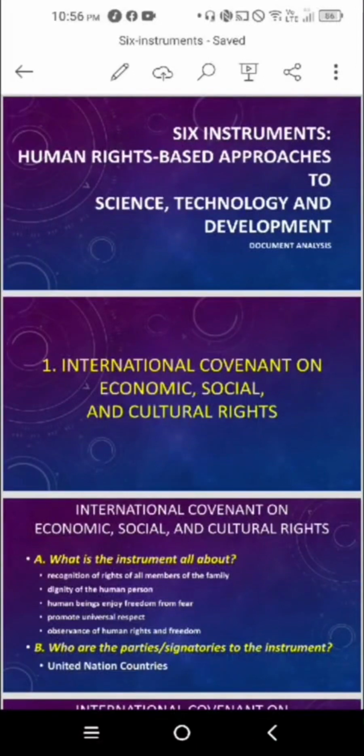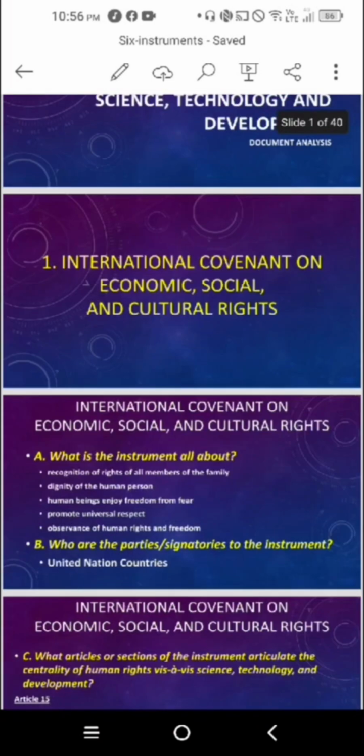This is our presentation for the six instruments on human rights-based approaches to science, technology, and development. First is the International Covenant on Economic, Social, and Cultural Rights.